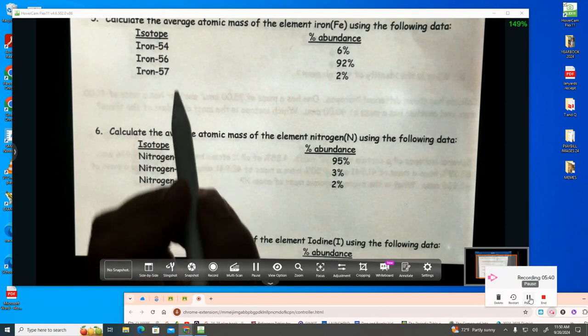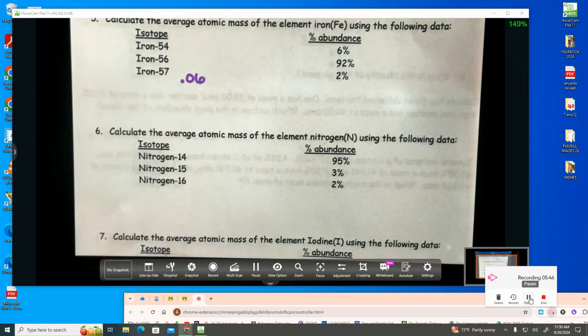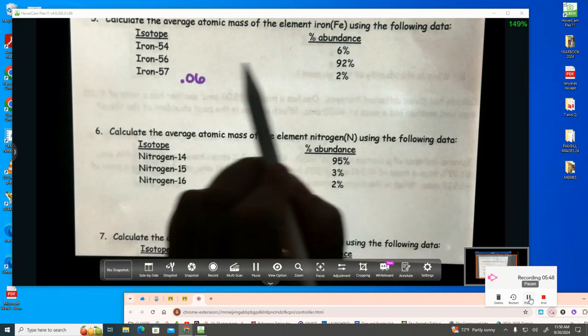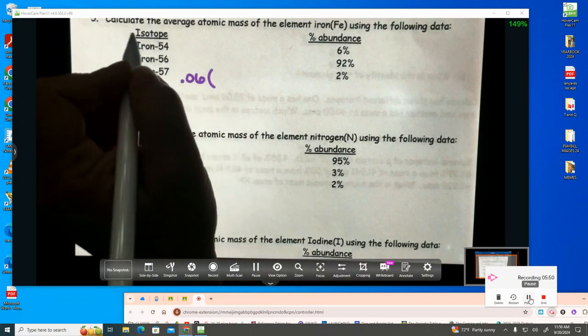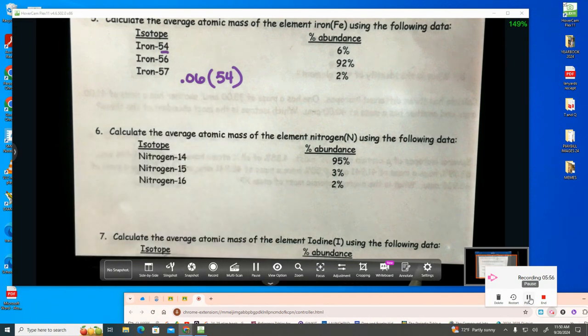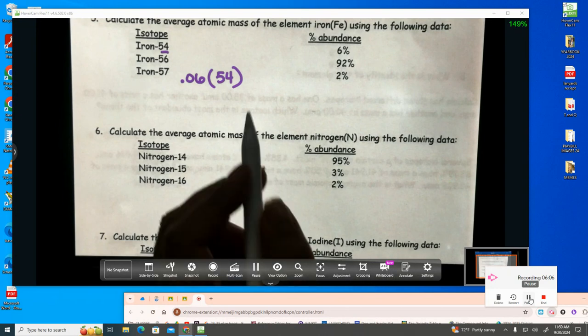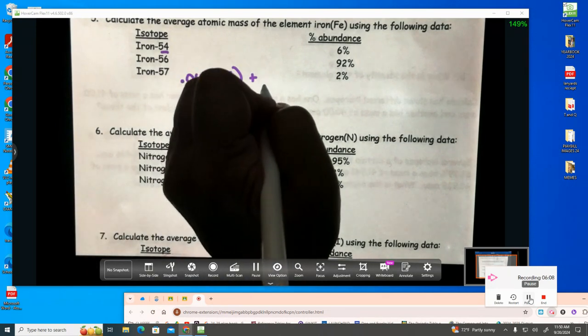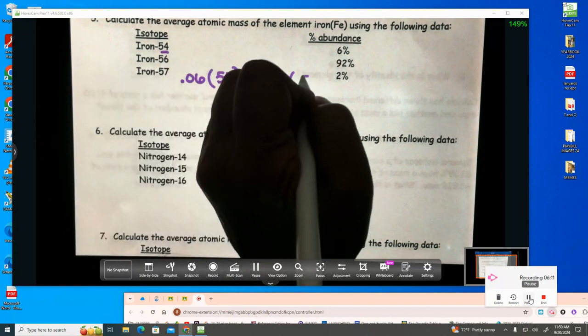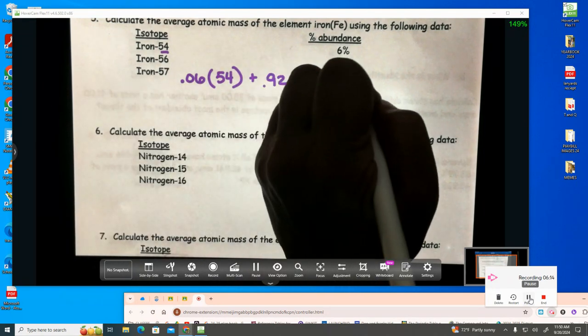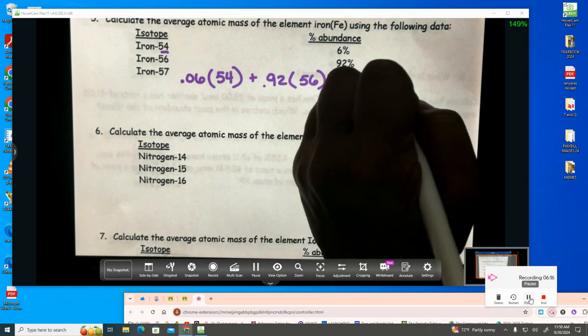You're going to take the abundance, change it into a decimal. 6% becomes 0.06. You're going to multiply by its mass. In this case, they didn't give us a mass. They gave us a mass number, so I will use that. If they give us a mass, be sure to use the mass. Don't use the mass number. Sometimes they give you the actual atomic mass. That's what you're going to use. They didn't here. Plus 0.92 times 56 plus 0.02 times 57.